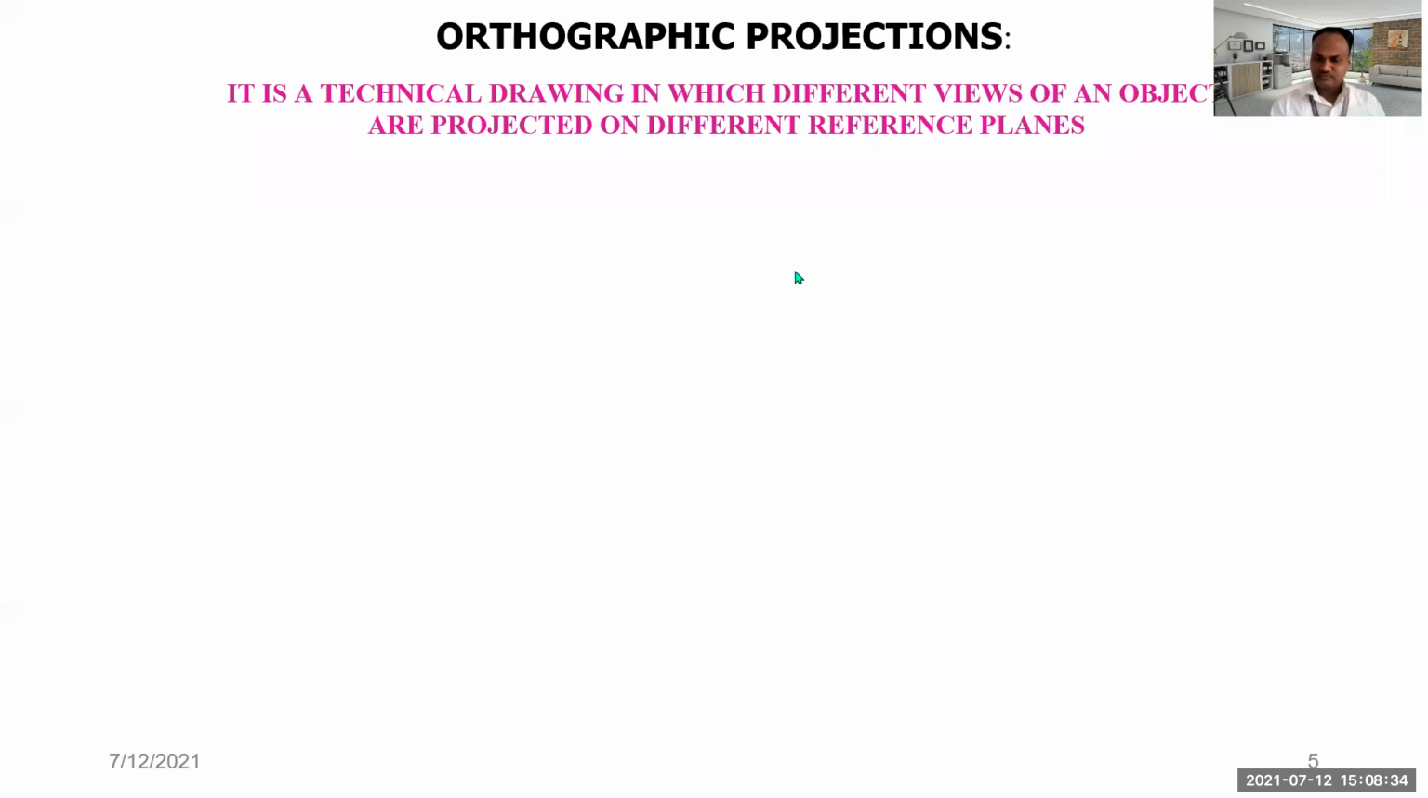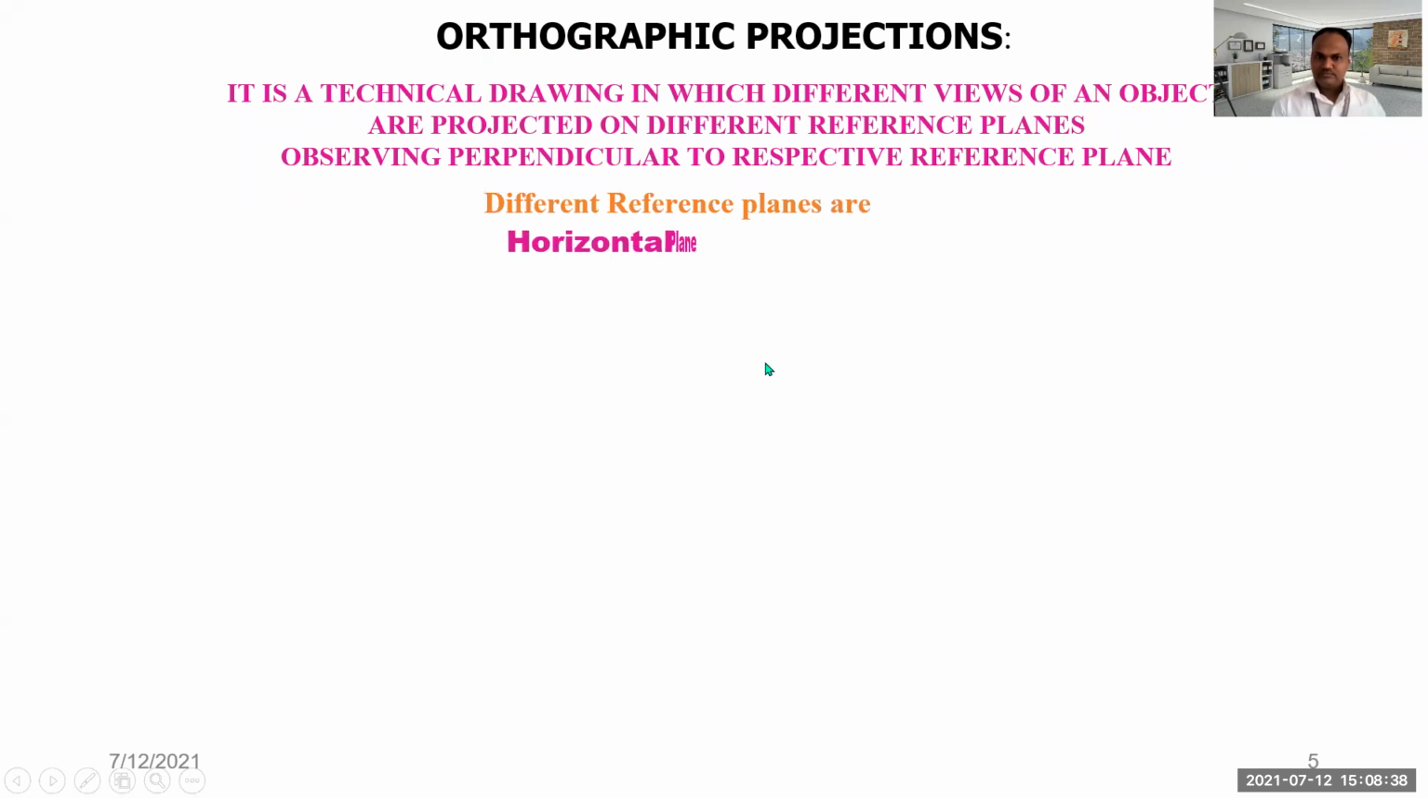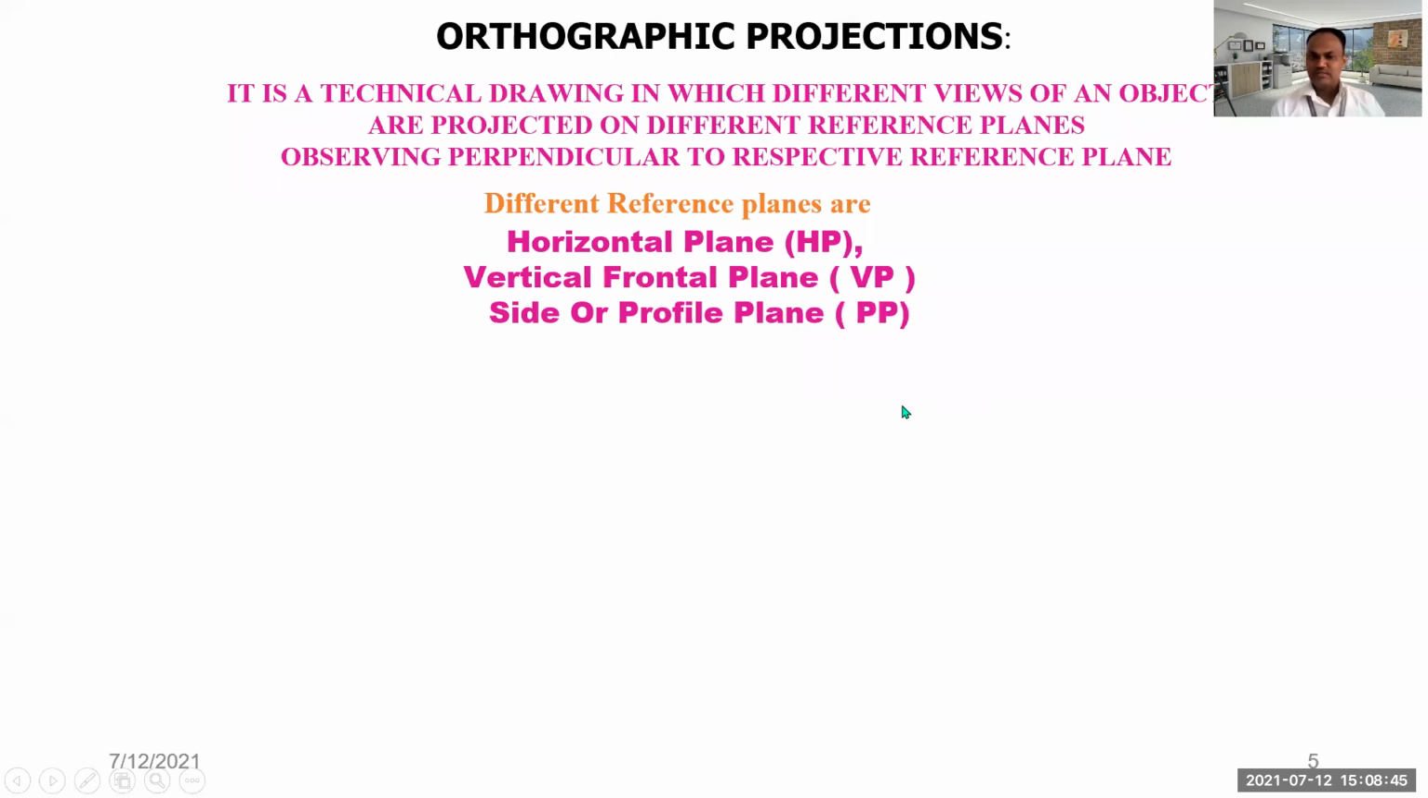We are going to see. The different reference planes are, first one, the horizontal plane, second, the vertical frontal plane, and third, the side profile plane. So these are called HP. Horizontal plane is called HP. Vertical frontal plane is called vertical plane VP. Side or profile plane is called PP.